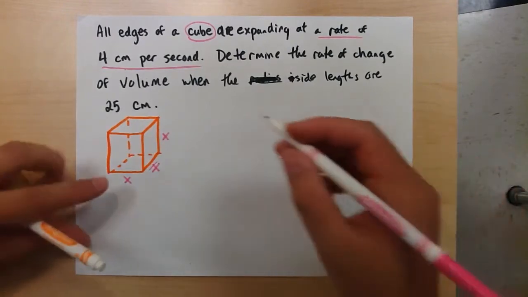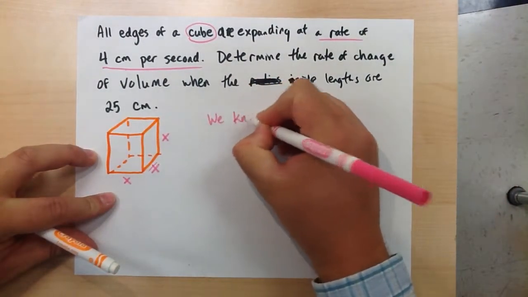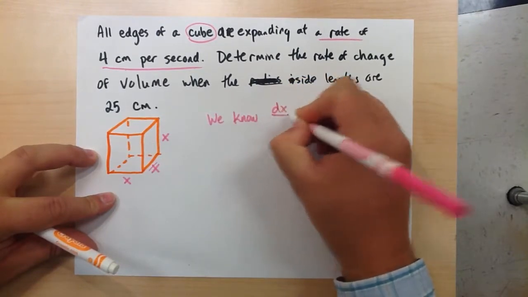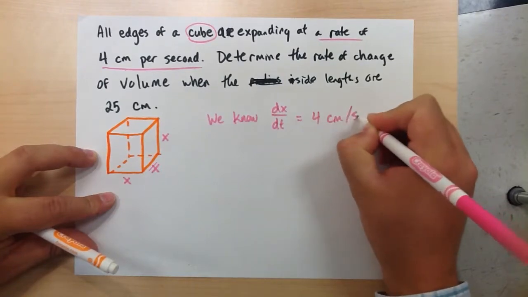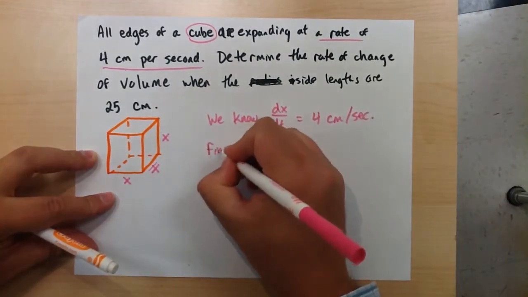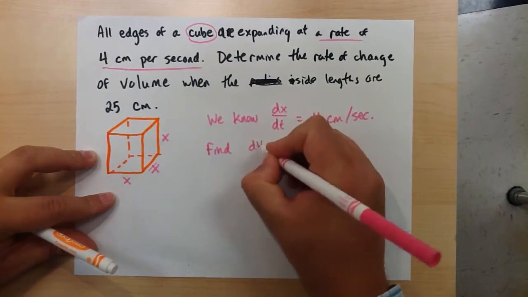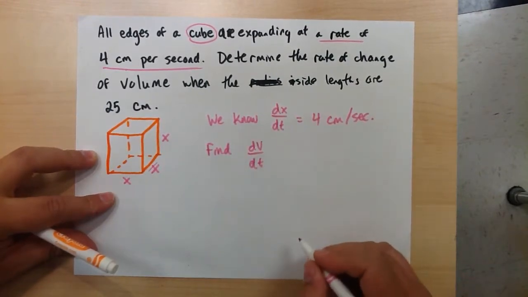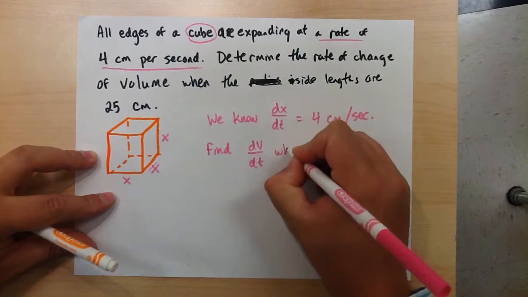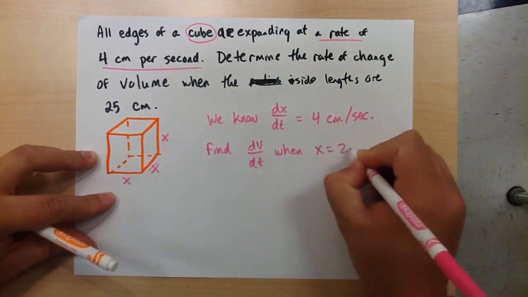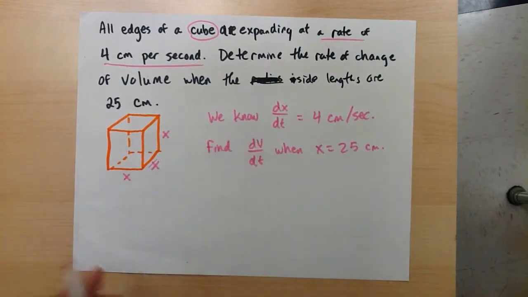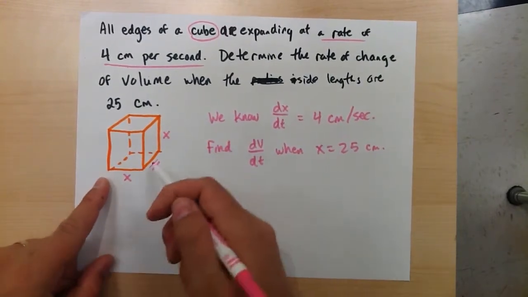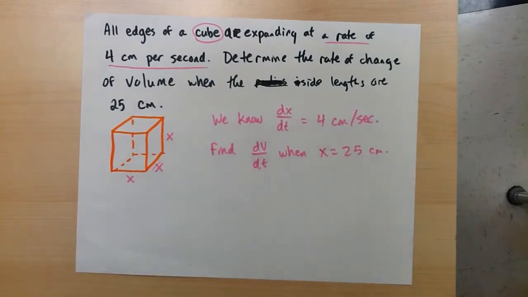So let's list what we know. We know the change in X, the change in that side length, is going to be 4 centimeters a second. And we're going to try to find the change in volume with respect to time when that side length hits 25 centimeters. So as this thing expands, there's going to be an instant, just a split second, where that thing's 25 centimeters, and it's going to keep going. At that moment, how is the volume changing?